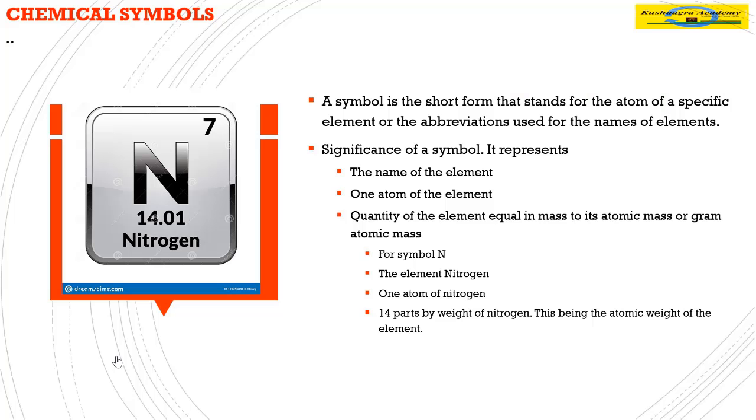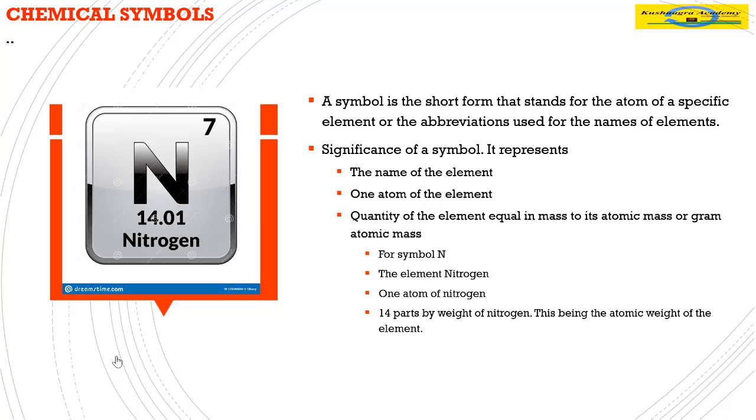Now, the next is about chemical symbols. Why do we study chemical symbols? I have already told you what a symbol represents. It represents the name of the element, one atom of the element, and the quantity of element equal in mass to its atomic mass or the gram atomic mass.